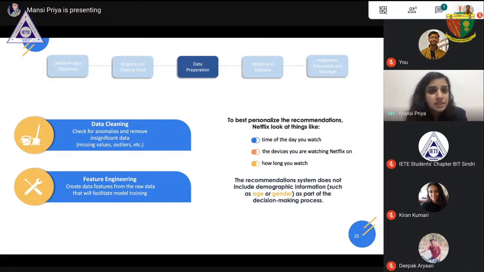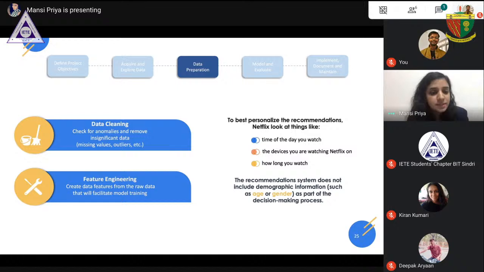You will get some anomalies, you will get some missing values. So that is why it is required that you do the data cleaning step. You handle those outliers. There are different techniques for handling these kinds of things, so you need to first handle them. Other than that, there is feature engineering, in which we try to create new kinds of features that can affect your data. So this is what is done in the third step, that is data preparation.